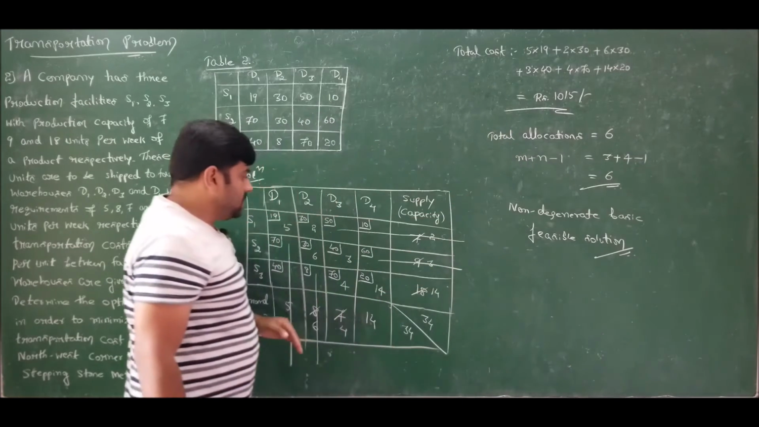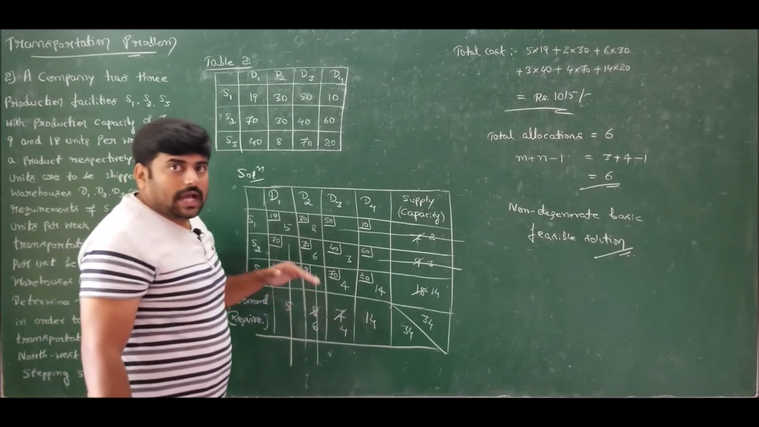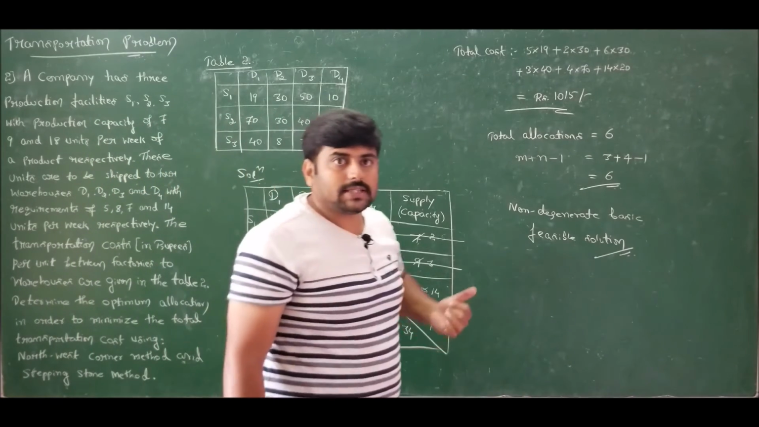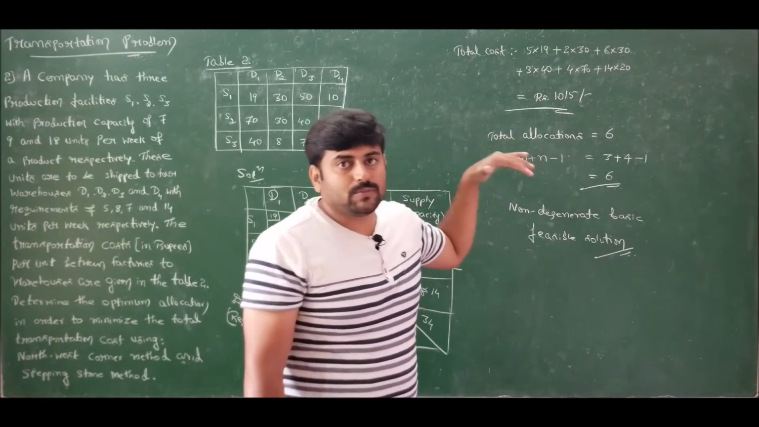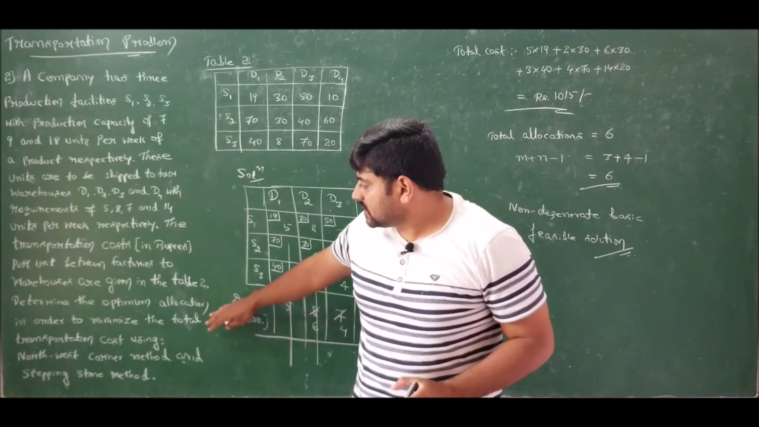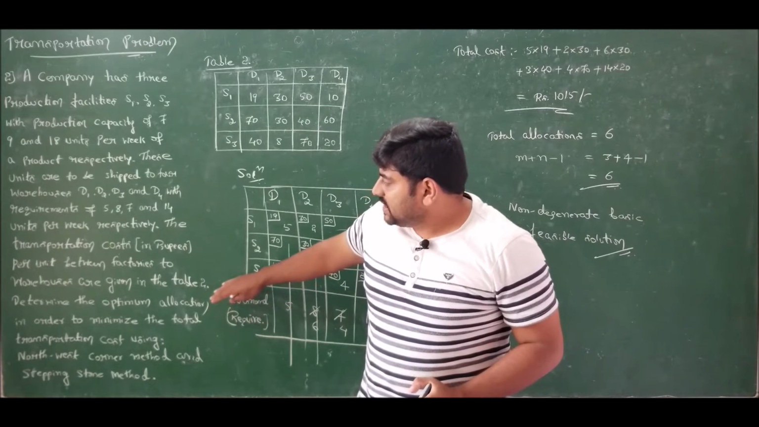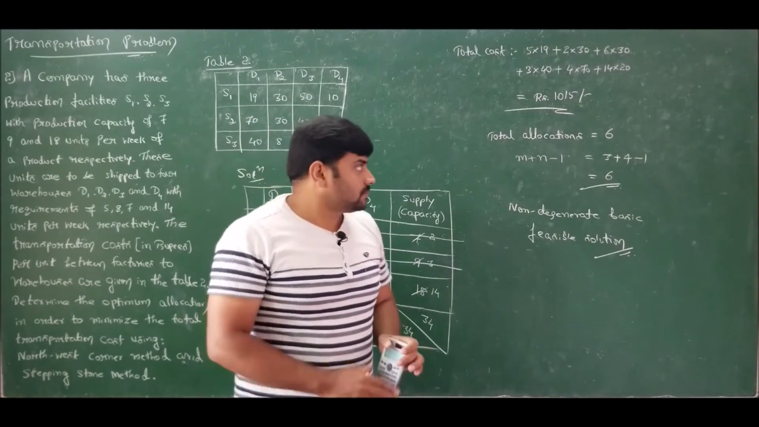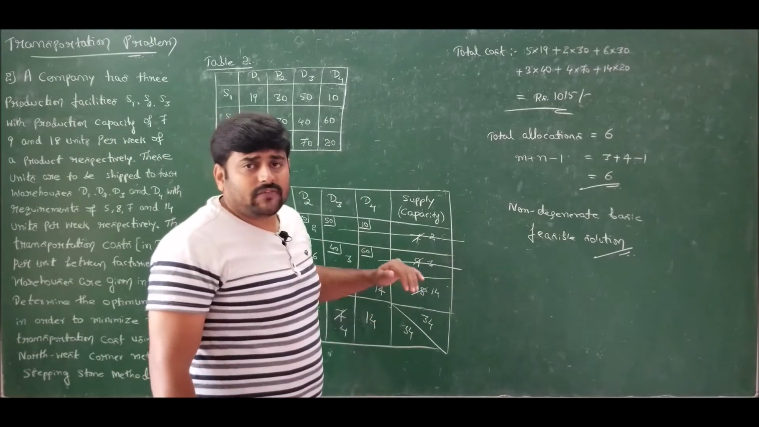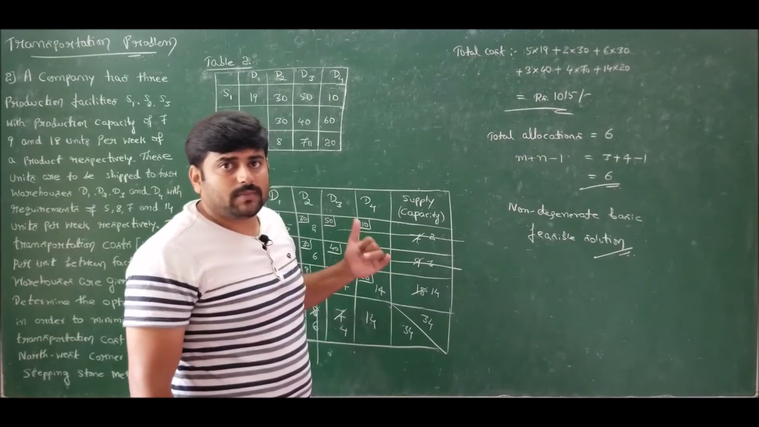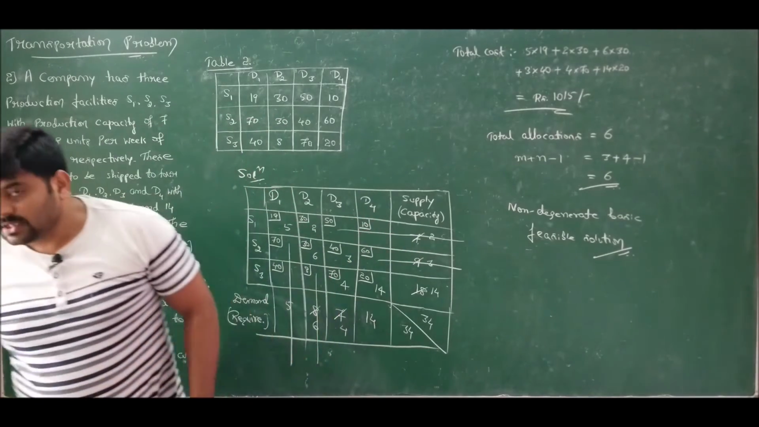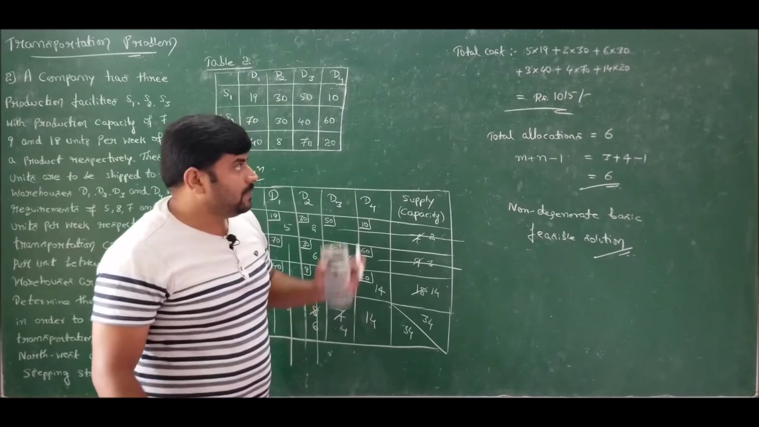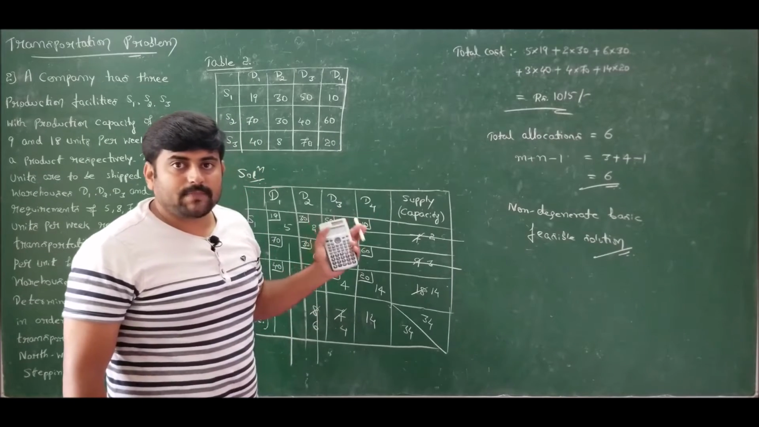Now let us use this basic feasible solution, and by applying the stepping stone method, let us improve the transportation cost. Our aim is to minimize the total transportation cost of transporting these goods from production capacities to warehouses. Come, let us check for optimality by using the stepping stone method. Let me pause this video for a while so that you can copy it down. Later I will address the stepping stone method.